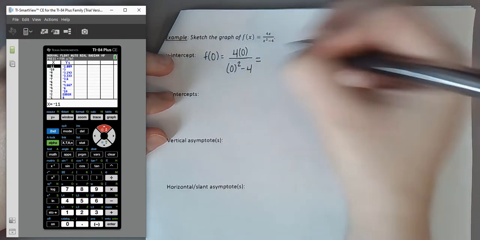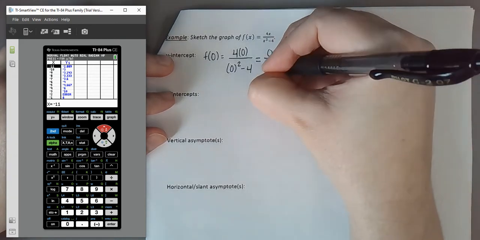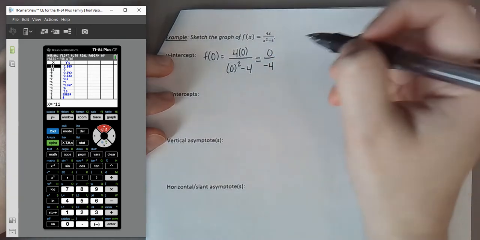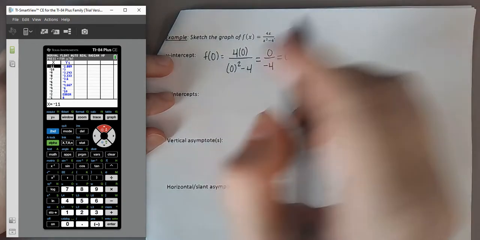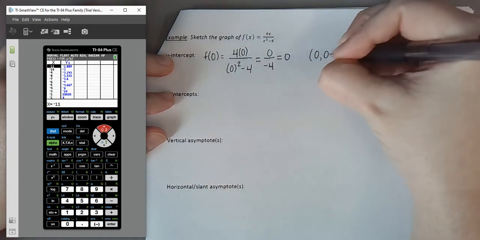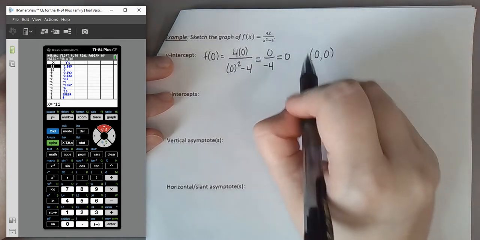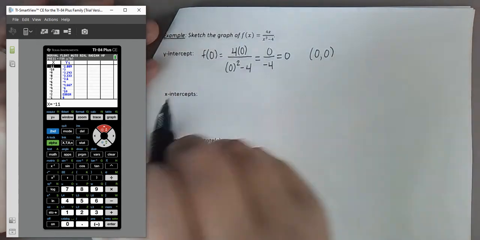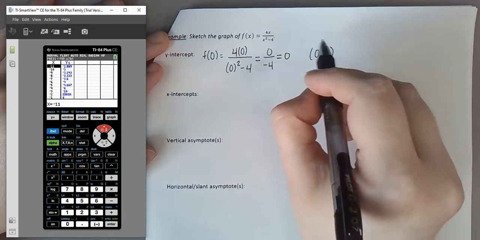Now be careful when you simplify this. The numerator simplifies to 0. The denominator simplifies to negative 4. Well, 0 divided by negative 4 is going to be 0. So the ordered pair (0, 0) is going to be our y-intercept. Now notice (0, 0), the origin, is also an x-intercept. So when we look for our x-intercepts, this will be one of them.